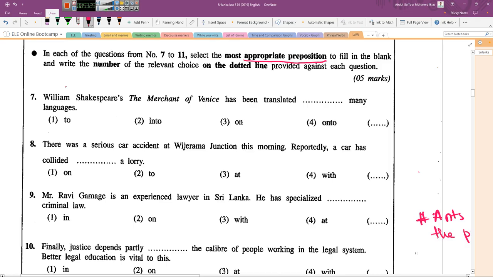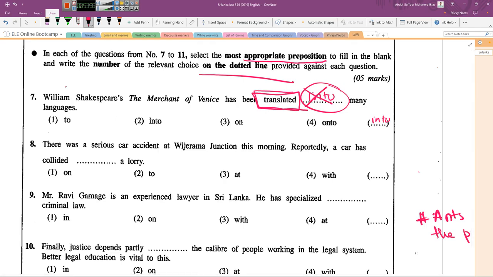Right. So William Shakespeare's The Merchant of Venice has been translated. Now here after the verb translate, we have to put into, right? But what they are telling is to write down the relevant number on the dotted lines, right? So even if you write the correct preposition in this blank, you will not get marks. So you are supposed to write the number here, not the word. Okay, so read the question meticulously.